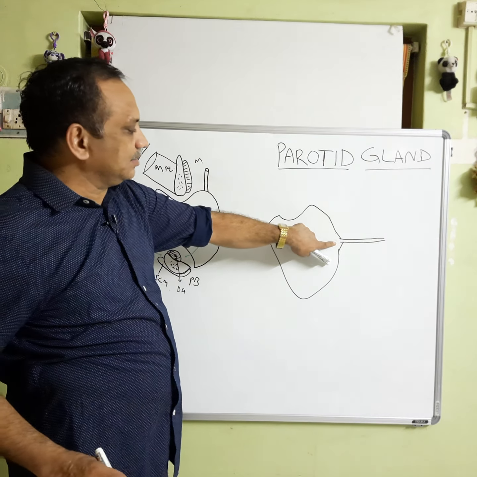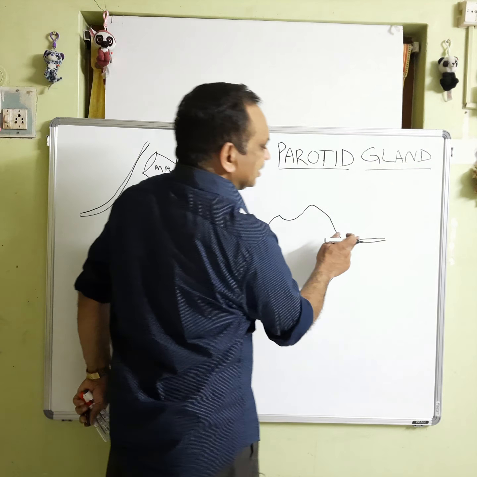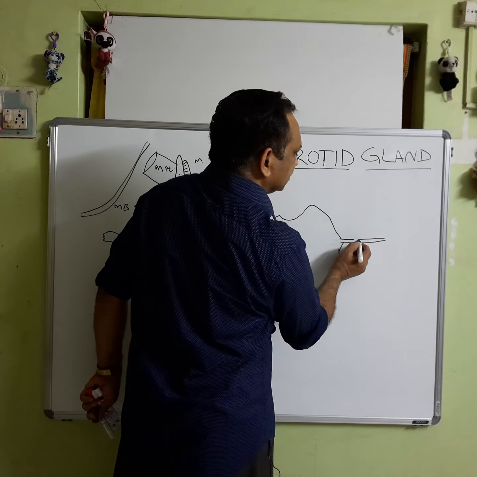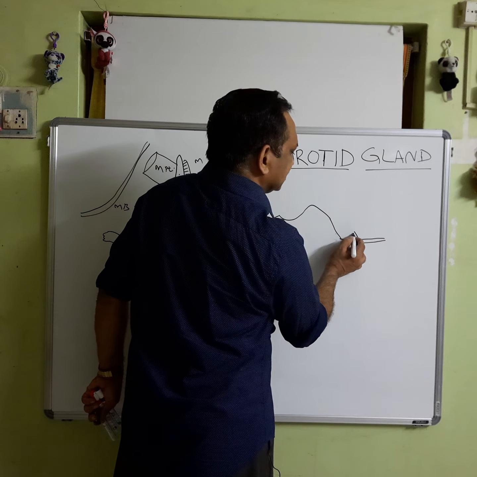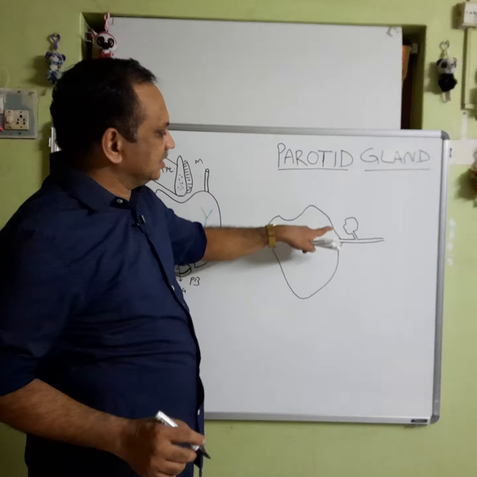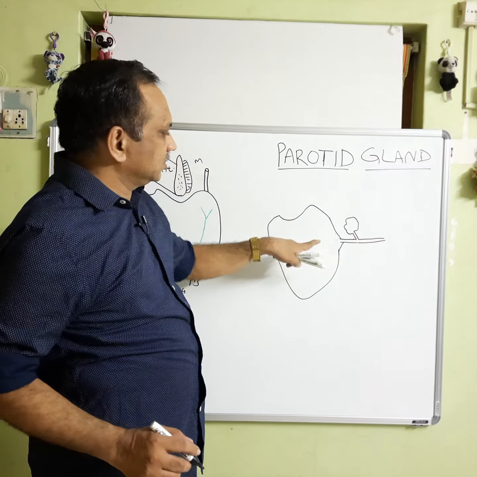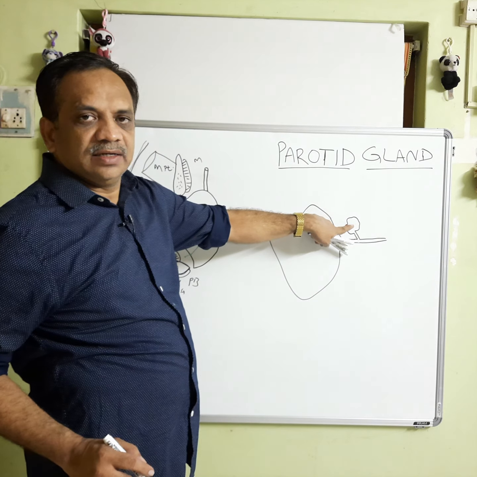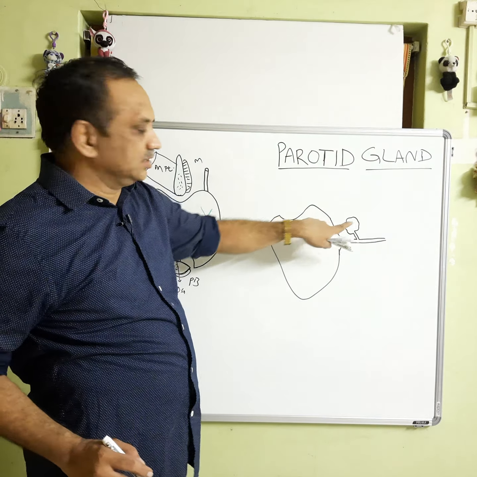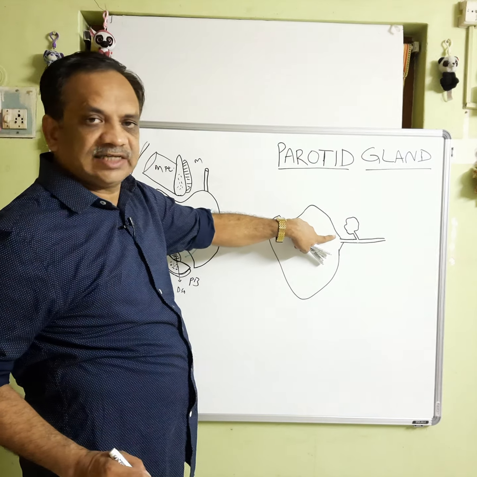And also sometimes a detached part of this facial process may be present below the zygomatic arch as the accessory parotid gland, and its ducts open into the main parotid duct. So, this is the accessory parotid gland or process. This is the detached part of the facial process. So, this is the facial process.